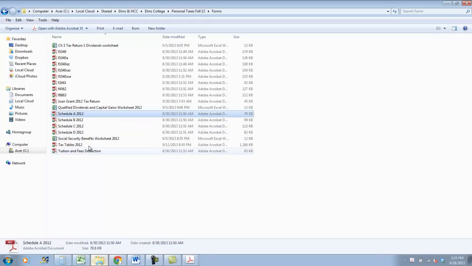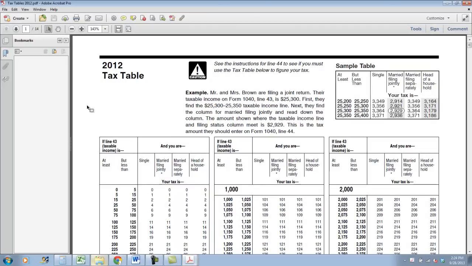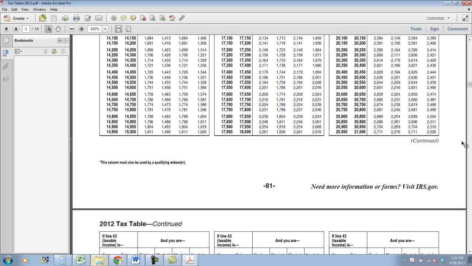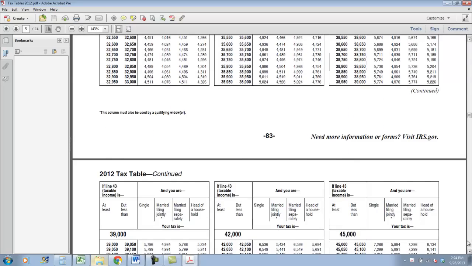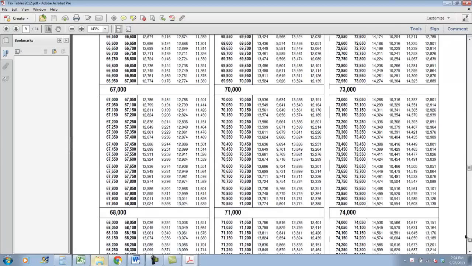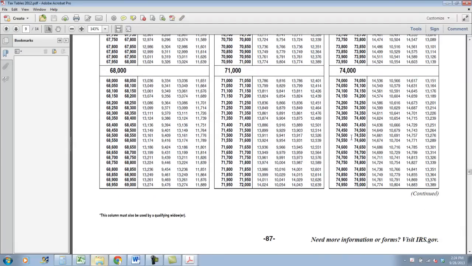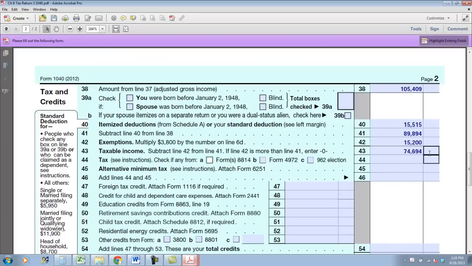So I'm going to go here, and I'm going to go to 2012 tax table. And it's 74,694, and they are married filing joint. I'm going to scroll through here and get to 74,000. Okay, 74,694. All right, so married filing joint. It's going to be 10,729. That is the tax, 10,729. They don't qualify for AMT.